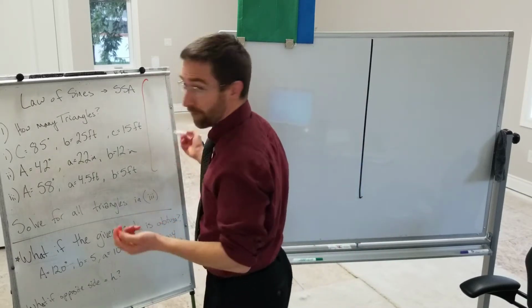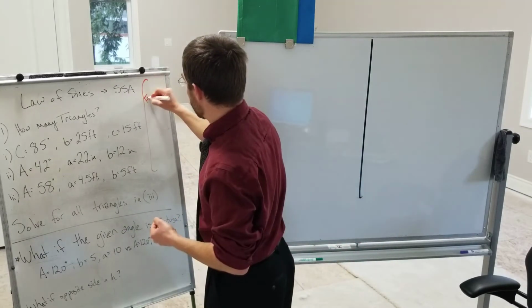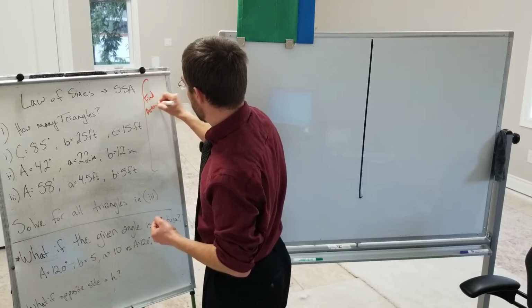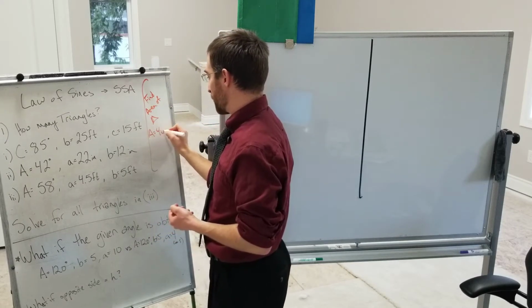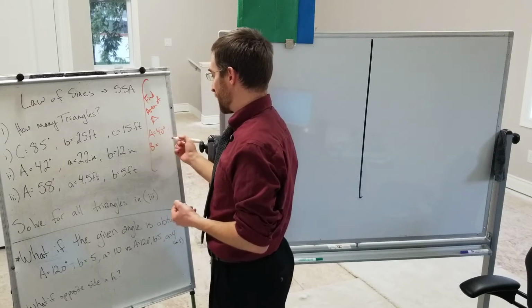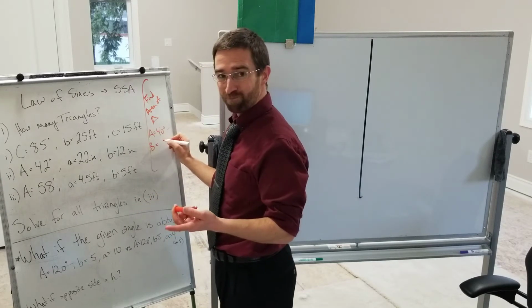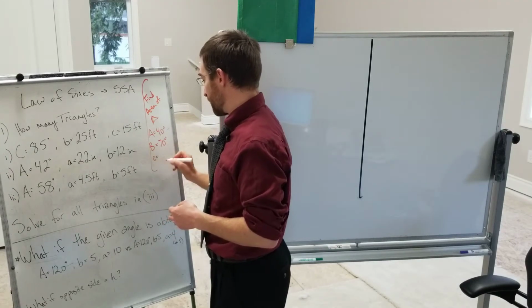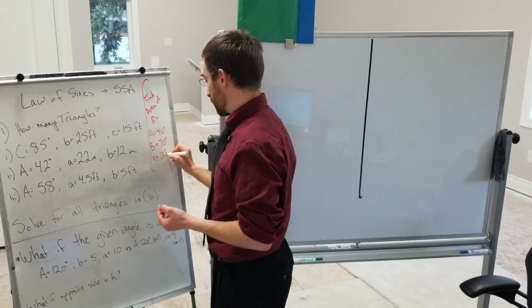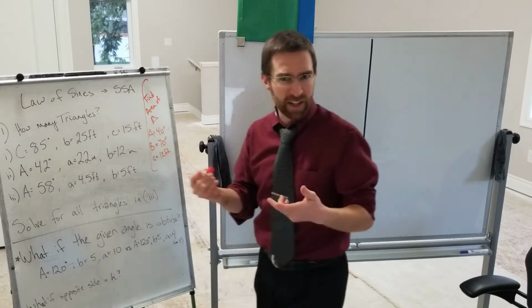I need to remember this. I forgot to put this in. Find the area of a triangle. Let's just say A equals 40 degrees, B equals 70 degrees, and side C equals 12 feet. And we'll find the area of that triangle.